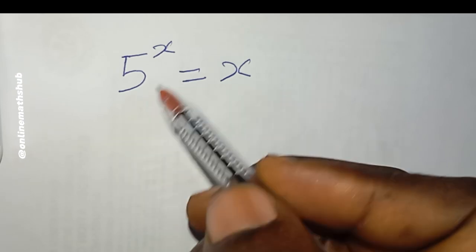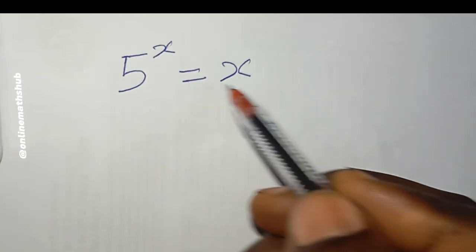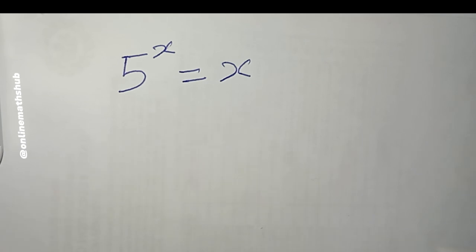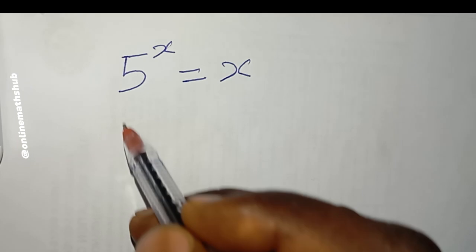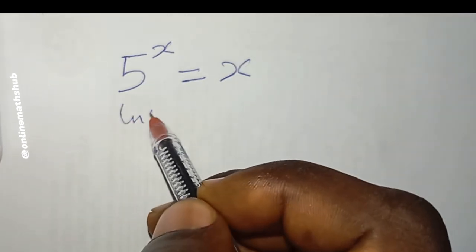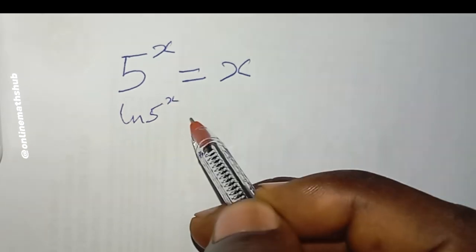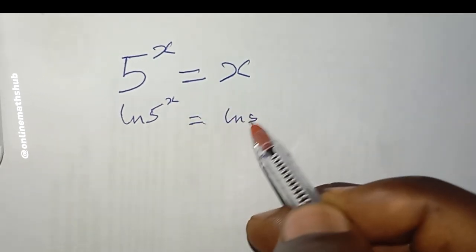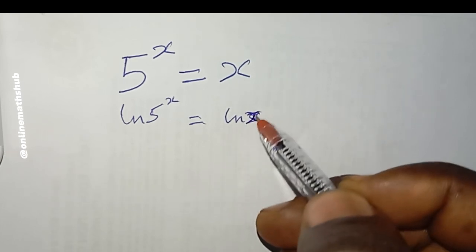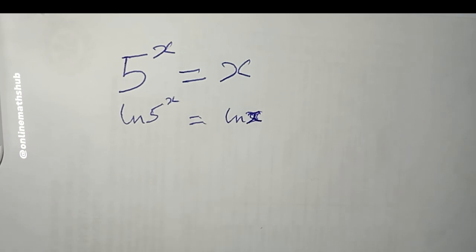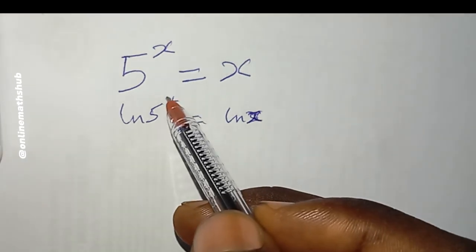So what we have here is 5 power x is equal to x. The most natural thing to do here will be to take the natural log of both sides so that we can bring down this x right here. So we say natural log of 5 power x is equal to the natural log of x. Then the next thing we want to do is bring down this x.